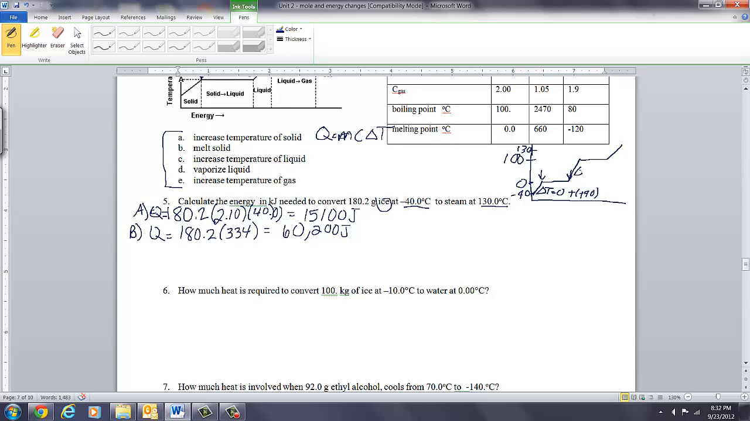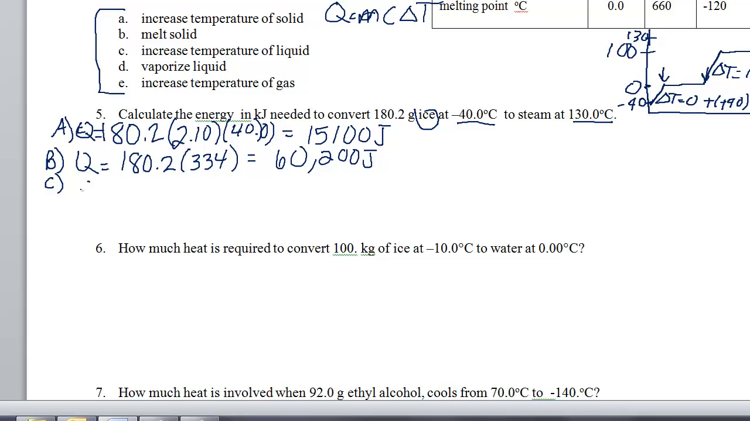Then what do I need to do? Heat it. How much am I going to heat it? 100 minus 0, I'm going to heat it for 100 degrees. So my equation says, okay, heat it. Mass, still 180.2. Specific heat, this time it's a liquid, so I use 4.184, and I heated it for 100 degrees. So I punched that all into the calculator, 180.2 times 4.184 times 100, and I get 75,400 joules to heat the liquid to its boiling point.